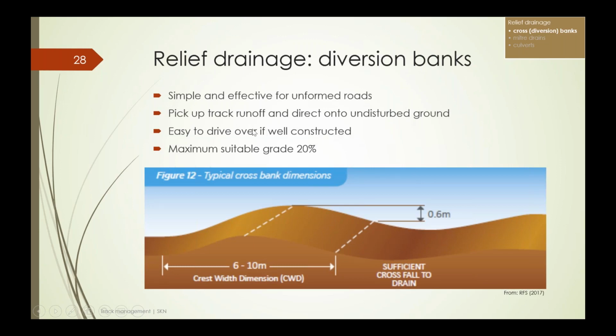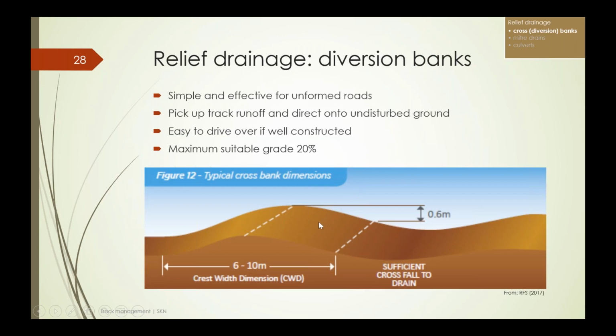On a larger road, they're going to be built to a grade and a size where they're easy to drive over. And I guess the issue is that because you're using soil from the road to build them, if you start getting up onto steeper slopes, it becomes very difficult to get the size in the bank without over-steepening the downside. And so we say that the maximum suitable grade for a diversion bank to work effectively is 20%.